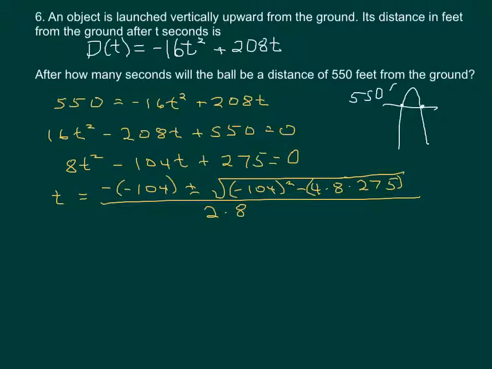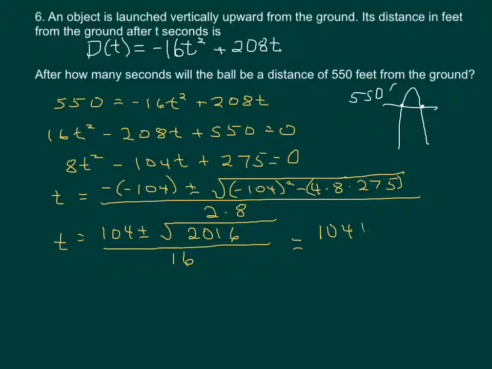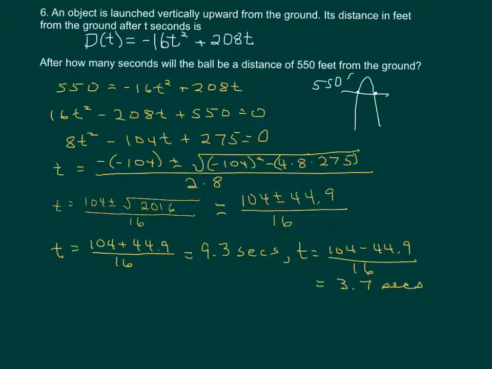Alright, let's simplify that. And we end up with a square root of 2016 we have to simplify in order to find the answer. And the square root of 2016 is about 44.9, so we have 104 plus or minus 44.9 over 16. So when we punch all of that out on the calculator, we see that t is either equal to 9.3 seconds or 3.7 seconds. So it rises to 550 in 3.7 seconds and falls in 9.3 seconds.